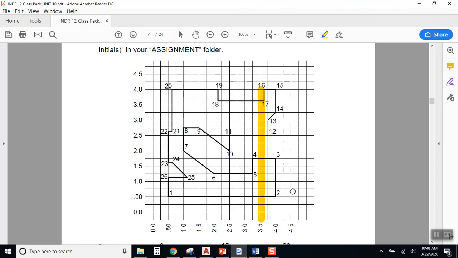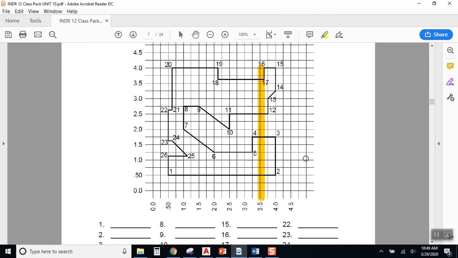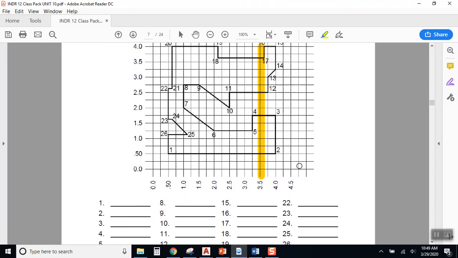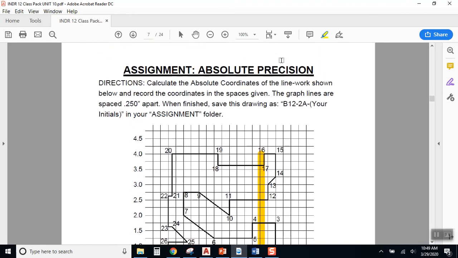Now if something goes wrong, well, easy enough to figure out where you have to go to fix things, right? If something's not lining up, something looks wacky, something looks off, well, we just go back, we try to figure out what the coordinate was supposed to be and try to recalculate its point. Okay, and this is how we're going to take care of this absolute precision B12 2A assignment.